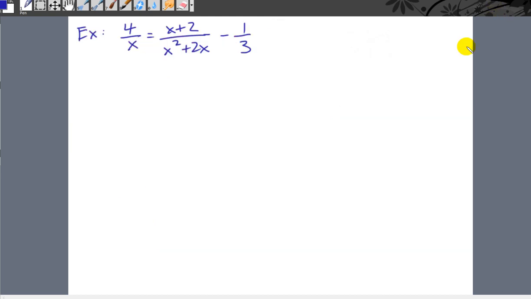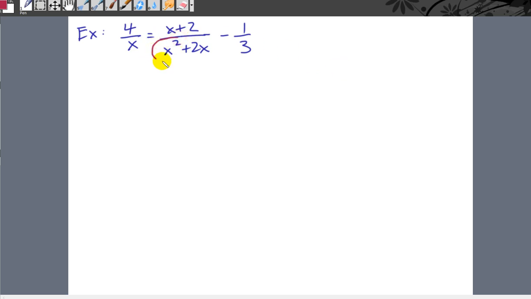Hello. Okay, so I'm going to show you one more problem based on solving rational expressions. Okay, so we have something like this: 4 divided by x equals x plus 2 divided by x squared plus 2x, minus 1/3. Okay, this looks a little complicated when you first look at it, but it's actually not that bad. It might be a good idea when you try some of these problems to see if you can factor anything before starting.